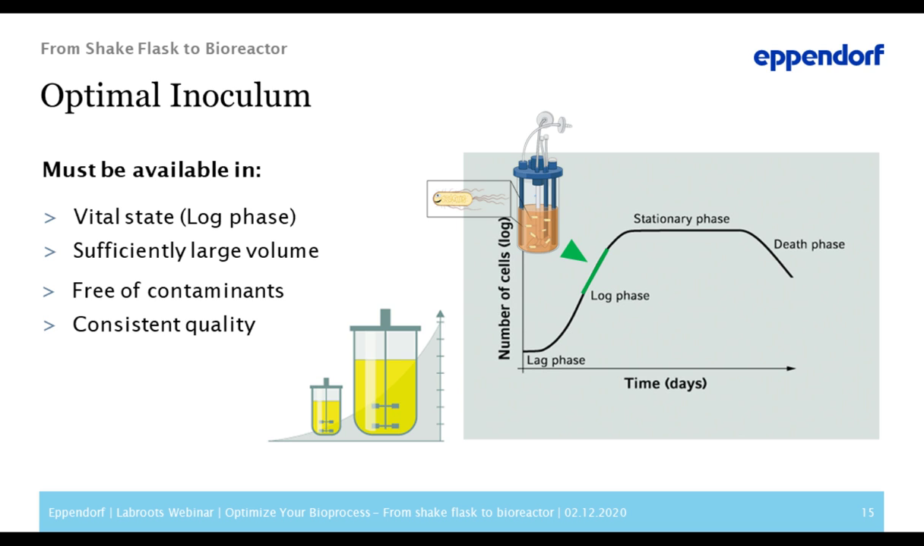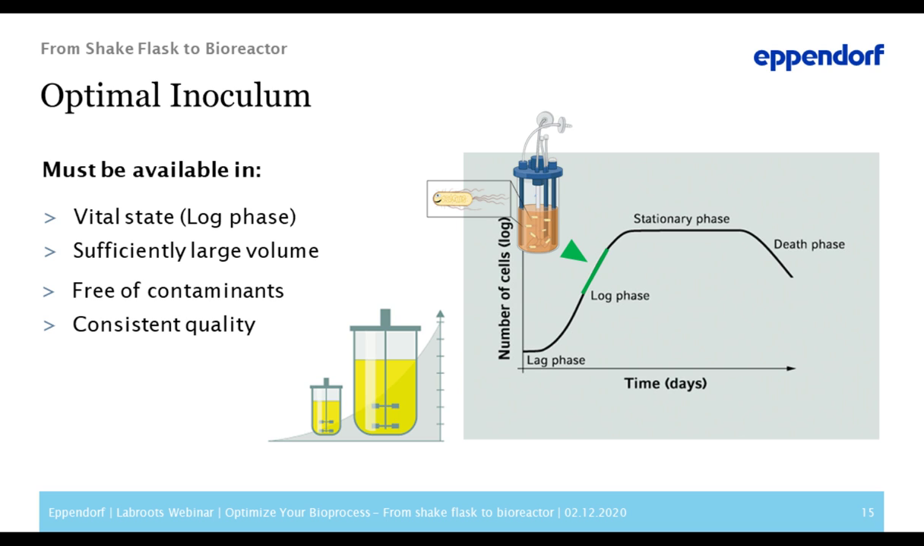So, there are certain things to consider. An optimal inoculum must be available in the vital state, as you remember the aim of keeping the lag phase short. It should be harvested in the logarithmic phase of growth. With the cells in a vital state, it gives a good chance of fast adaptation to the reactor environment and a short lag phase. Of course, the inoculum must be available in a sufficiently large volume. This depends on the size of the reactor, what volume is required.